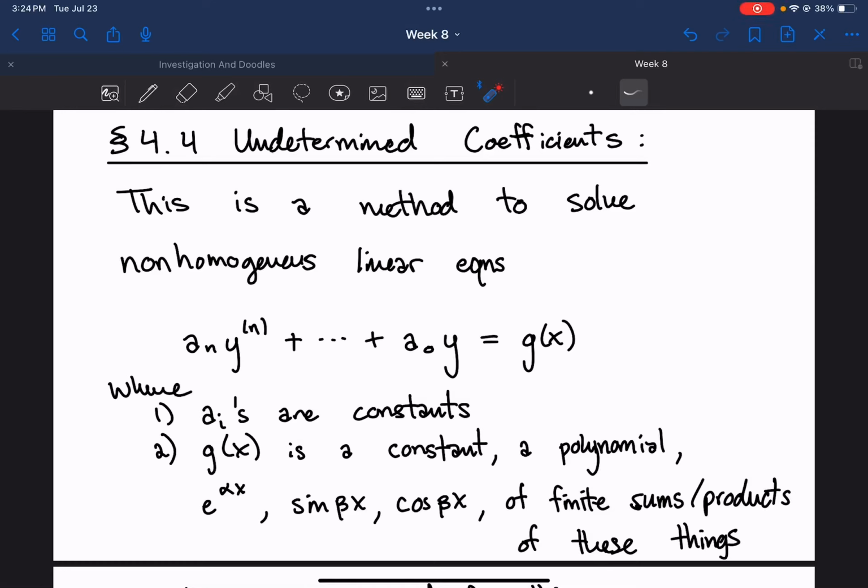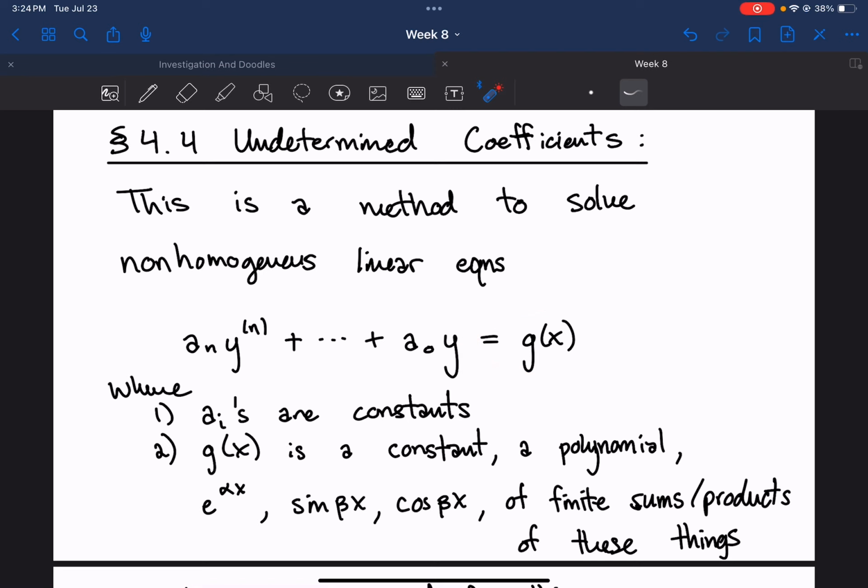All right, section 4.4, undetermined coefficients. So section 4.3 was all about solving the homogeneous linear equation. Now, section 4.4 is about solving the non-homogeneous linear equations, right? So these are the ones where the right-hand side is non-zero.